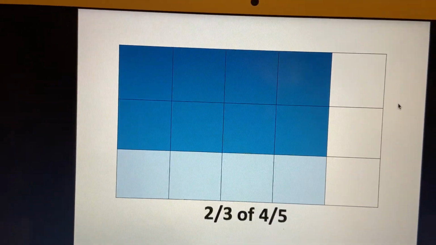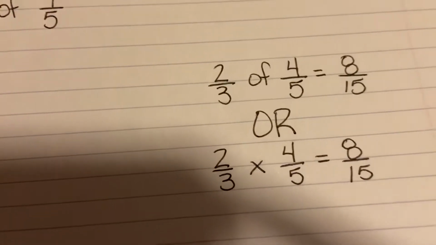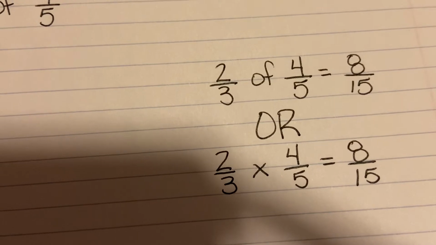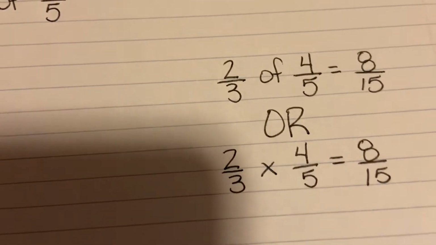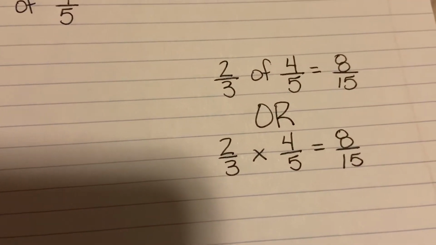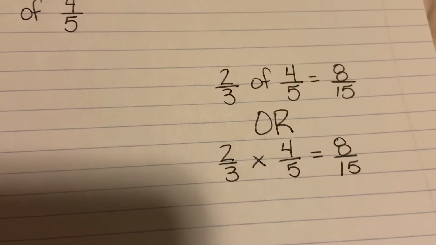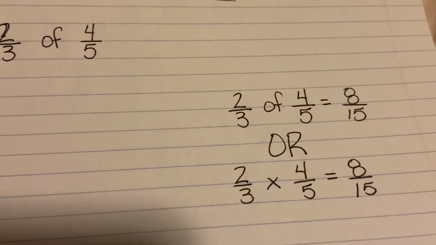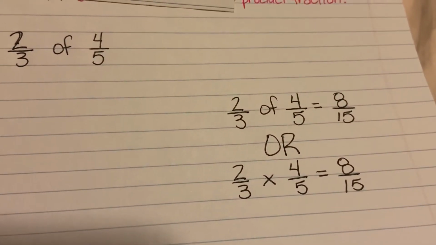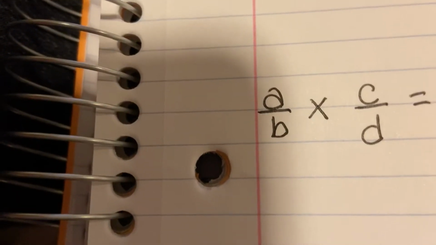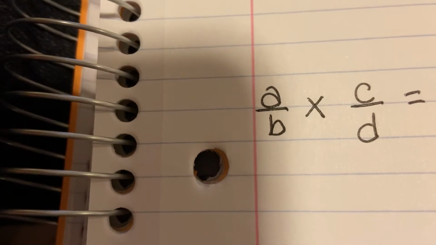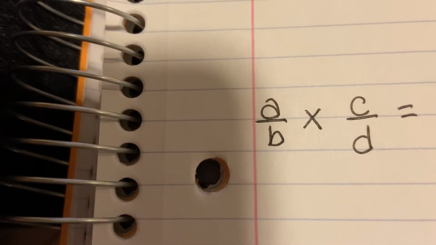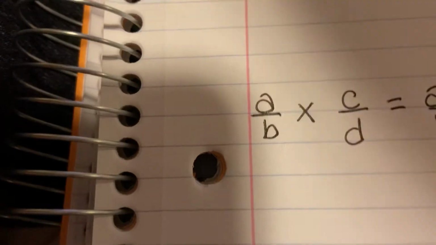This method will work for any proper fraction. So here we have found that 2/3 of 4/5 equals 8/15, or you can say it as 2/3 times 4/5 equals 8/15. I will now show you how this can work for any proper fraction with a generalized version of the table we previously did. So here we have A over B times C over D. This is the problem we will be working with now as a generalized version.